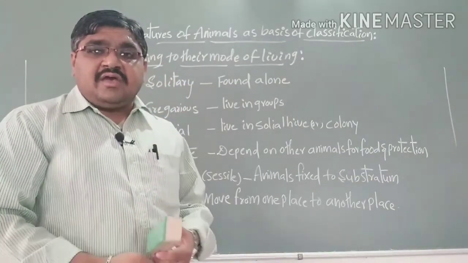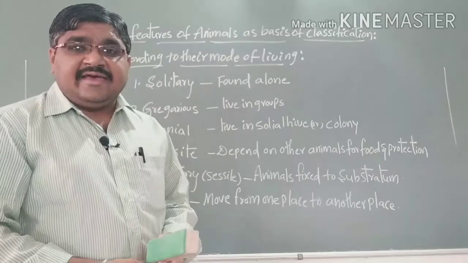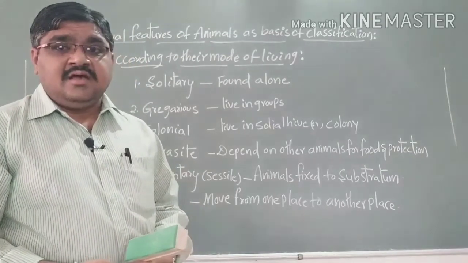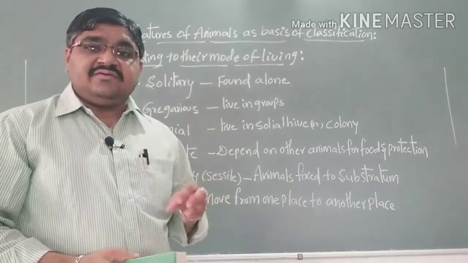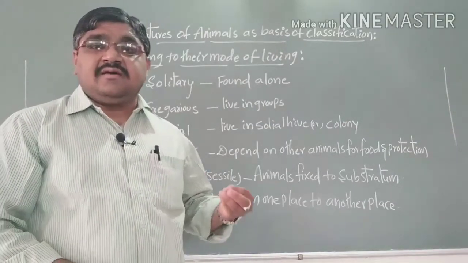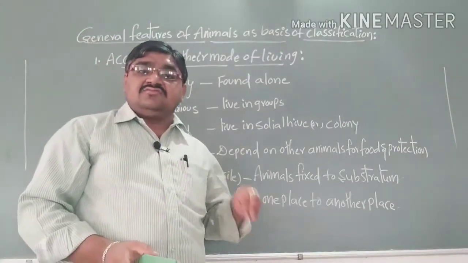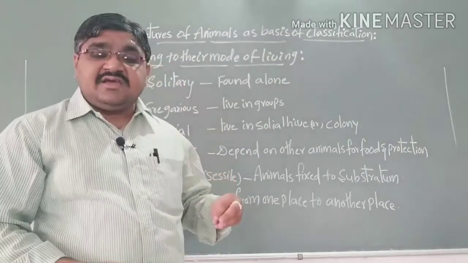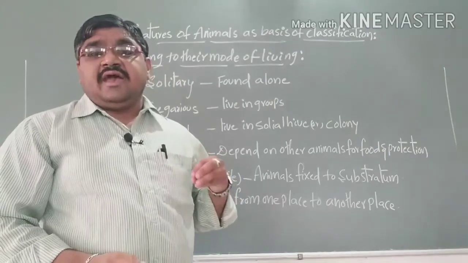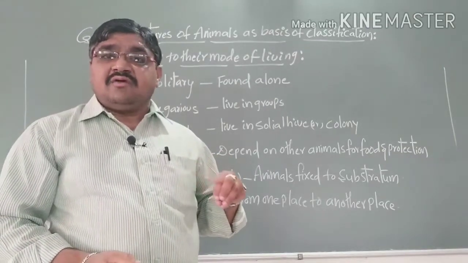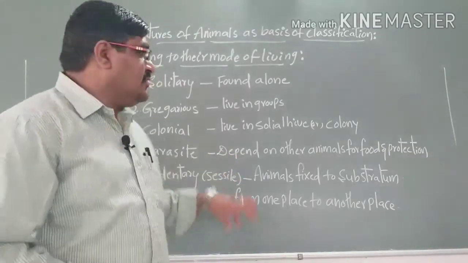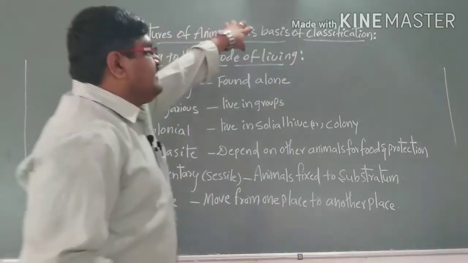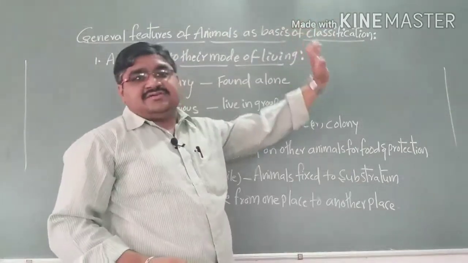And next, we are going to the general characteristic features of animals based on their classification. That means there are some other characters present in animals, which are the characteristic features of the kingdom Animalia. So the first one is general features of animals based on their classification.